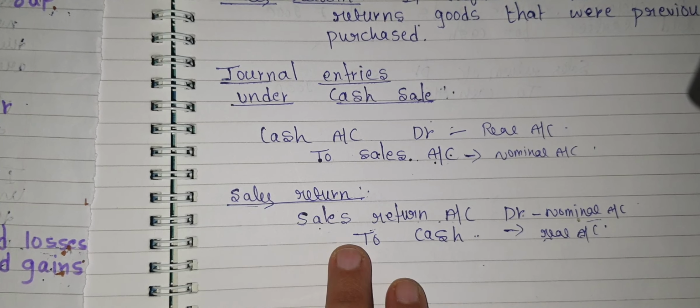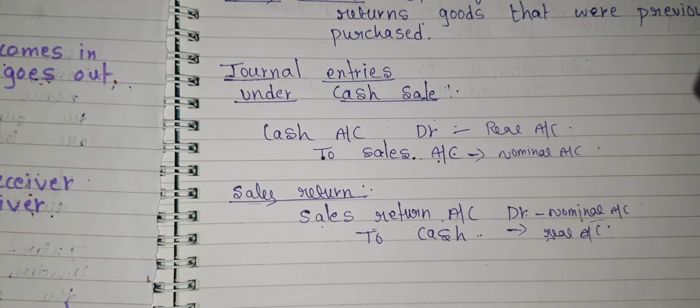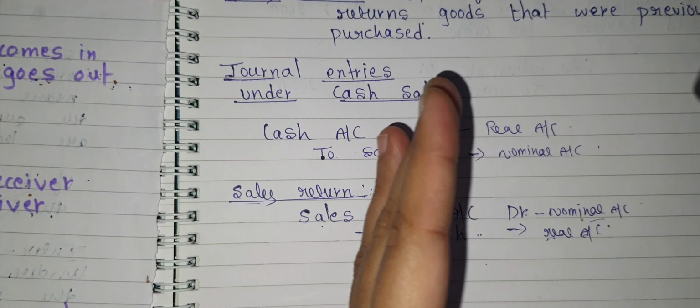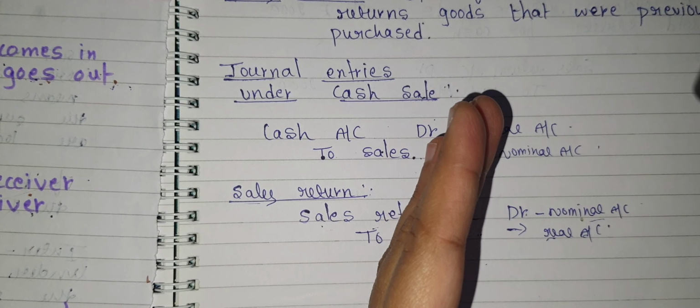When the customer returns the goods, we need to debit the sales return account, to cash account. Cash account falls under real account. The rule of real account is credit what goes out. Cash goes out. So the cash account is credited because cash is going out. Means cash is refunded to the customer. So the journal entry for sales return is sales return account debtor to cash account.